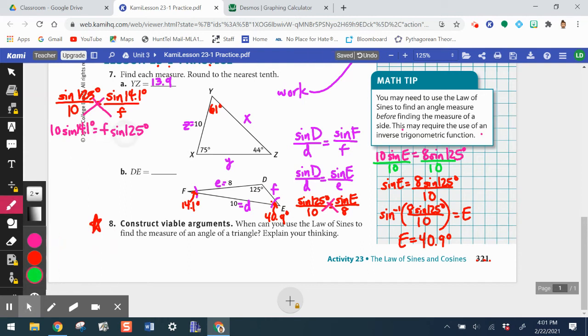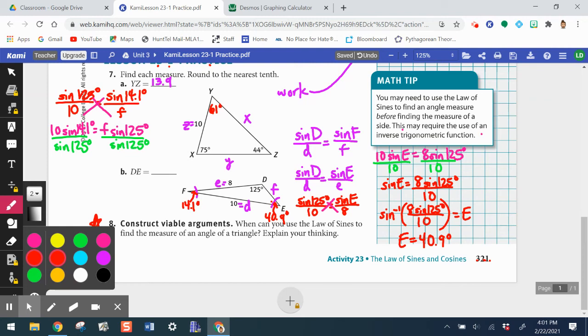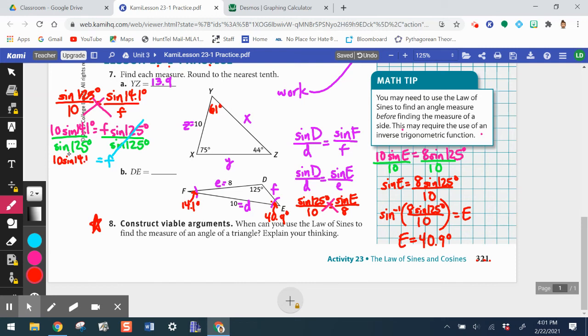And now this is f times the sine of 125, so we are going to divide both sides by the sine of 125 degrees. So this will cancel out or become the number 1, really. When you take a number, which sine of 125 is a number, and divide it by itself, it becomes the number 1. So this is really 1f. I do want to keep establishing that, even though we use the term cancel so freely, that's really what's happening here. So f will equal 10 times the sine of 14.1 degrees over the sine of 125 degrees.